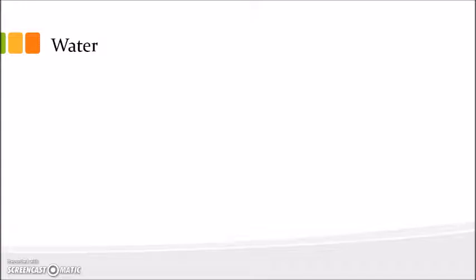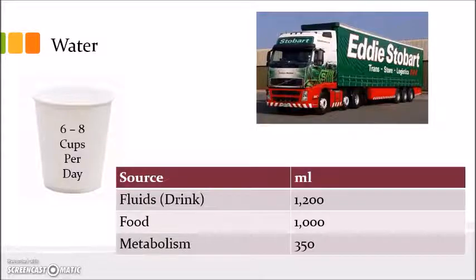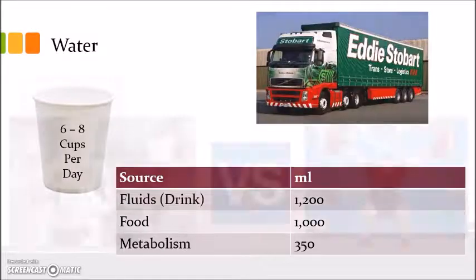And finally, we've got water, and we need 6 to 8 cups per day. It's got a few roles. Plays a big role in thermoregulation when we sweat. Big transportation system within the blood, and also helps the digestive system. We get it from our drink, so we need 1200 milliliters per day. Get it from food. However, we also get it from metabolism, because it's a byproduct of the aerobic energy system.